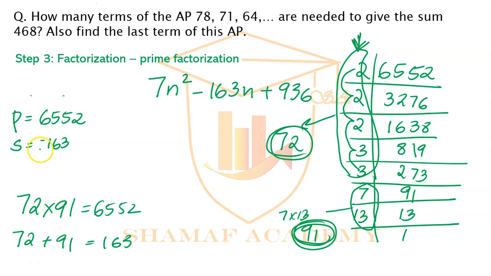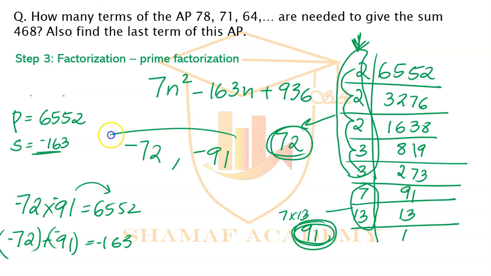But I have a dilemma here. My 163 is negative. So I have to alter these two numbers. Let me make both of them negative. Negative 72 and negative 91, and that will give me negative 163. And also negative 72 and negative 91 can give me 6,552. So yes, my two numbers are negative 72 and negative 91.